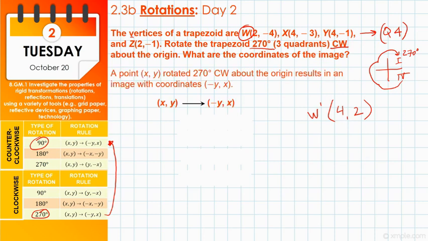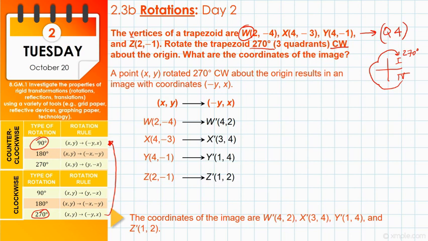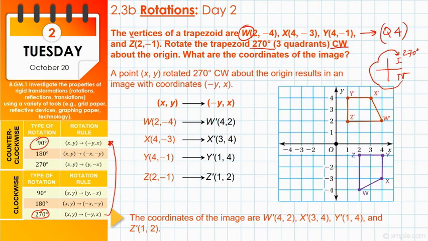And let's check out the reveal. 270 degrees clockwise, 3 quadrants away, 4 to 1. 2, negative 4 becomes 4, 2. X to X prime becomes 3, 4. Y to Y prime becomes 1, 4. Z to Z prime becomes 1, 2. So the coordinates are listed, and the graphical representation of the coordinate points.